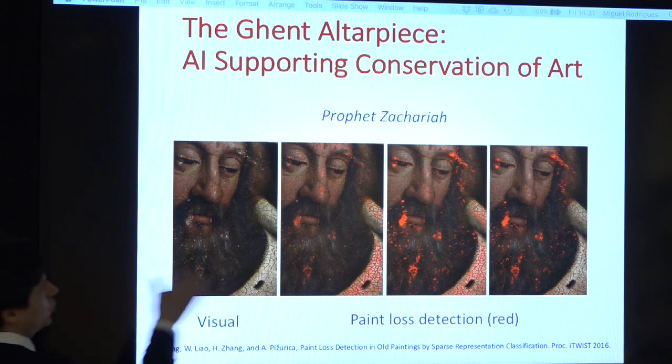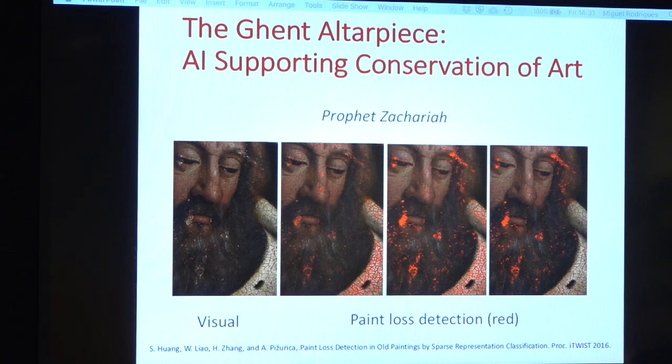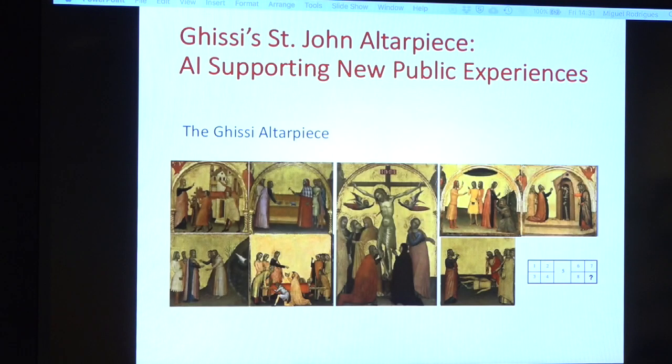So here we've got the visual of Prophet Zechariah, and what we've got here are particular algorithms that try to detect loss in paint. But this is in a completely automated manner, and also using deep learning types of approaches to do this. This is something that is extremely useful, for example, for some of these art conservators. And the final problem that I would like to show is AI supporting new public experiences in art galleries. And this relates to the Gizzi altarpiece.